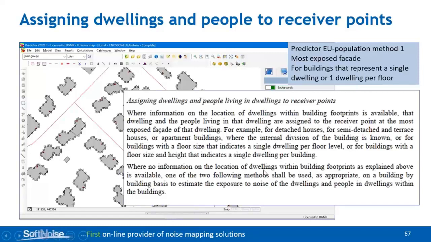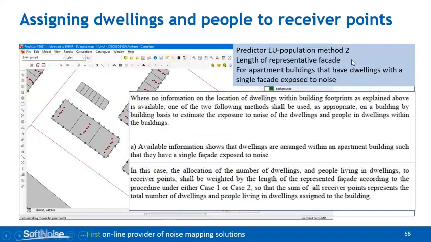Where no information on the location of dwellings within footprints as explained above is available, one of the two following methods shall be used, and those we call method 2 and 3 in Predictor. And I click to the next slide, method 2, and I repeat this text: where no information on the location of dwellings within the building footprint is available, then one of the two following methods shall be used. So method A, in Predictor, we call it method 2.